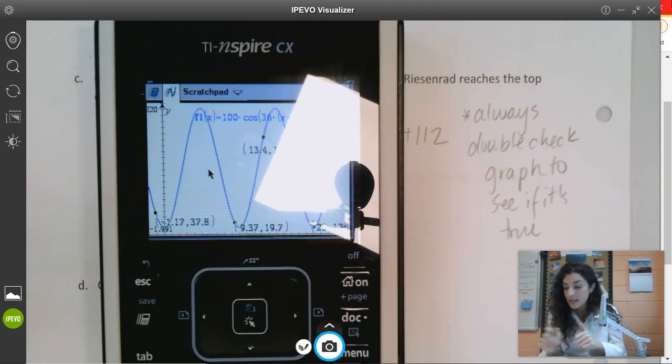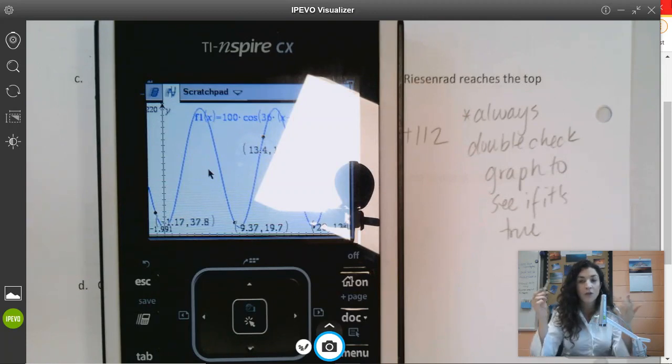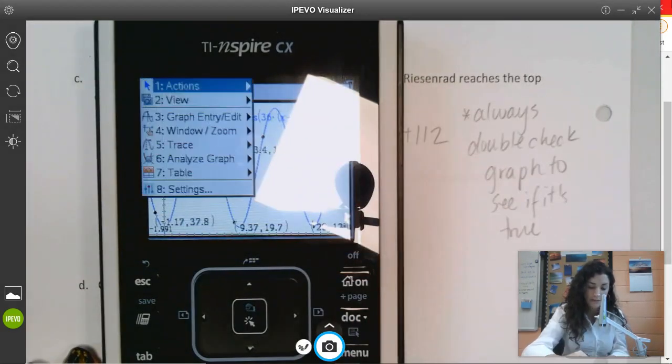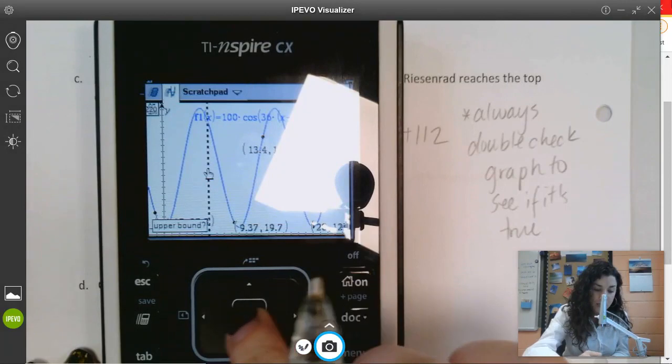And now it says, calculate the number of minutes until a person riding the Riesenrad reaches the top of the wheel. They're probably only going one circuit, right? One rotation. So we're looking for when they reach the maximum. So I need to find that maximum point.